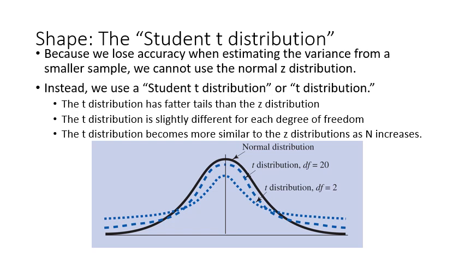It doesn't look as much like the other distribution. When we get up to 20, the distribution looks a lot more like the normal distribution. And so there's not too much difference as we get larger and larger samples. But when we have those smaller numbers, the t-distribution is fairly different from the normal distribution.